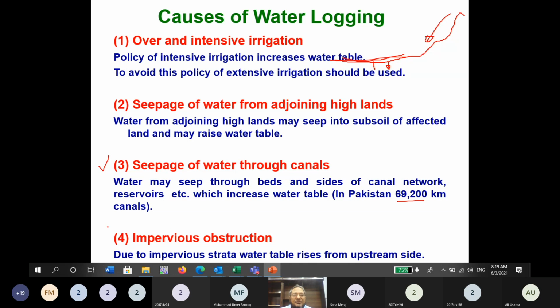The next reason for waterlogging could be impervious obstruction. If there is an impervious obstruction below the surface of the earth, some impermeable layer, then the water cannot go down further. So the volume carrying capacity of the soil above the impermeable layer is lesser, and that's why it rapidly increases the water table and causes the waterlogging.